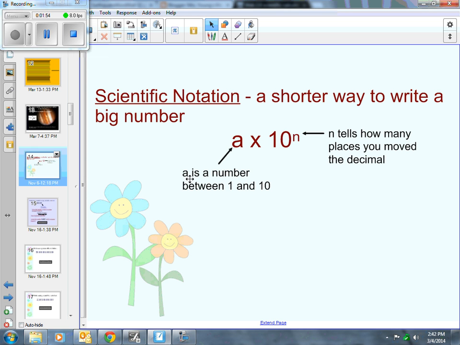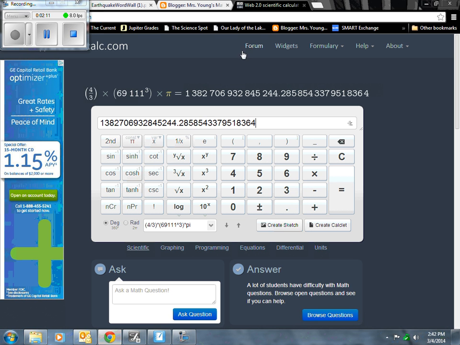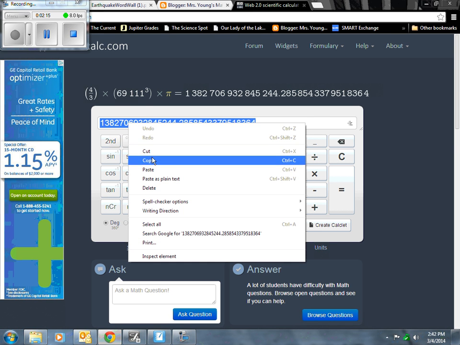All right, so scientific notation is basically a shorter way to write a huge number. Okay, so A, the beginning number here, is a number that is always going to be between 1 and 10, and we multiply it by 10 to the nth power. N is going to tell you how many places you move the decimal.